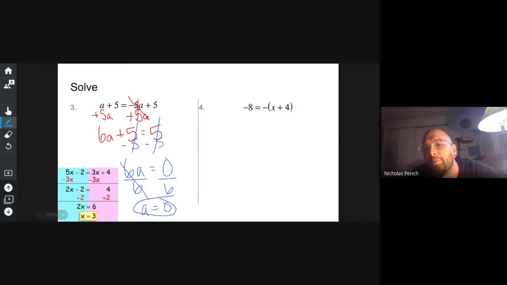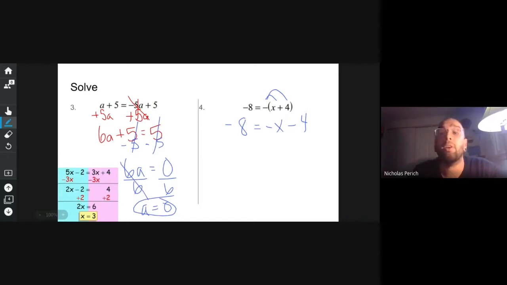Oh, boy. More distributed property problem 4. This little process right here is called distribute a negative. See the negative living on the outside of the parentheses, and inside the parentheses, I'm doing stuff? Take that negative and multiply it by everything on the inside. So negative times x is -x. Negative times +4 is -4. Distribute the negative.